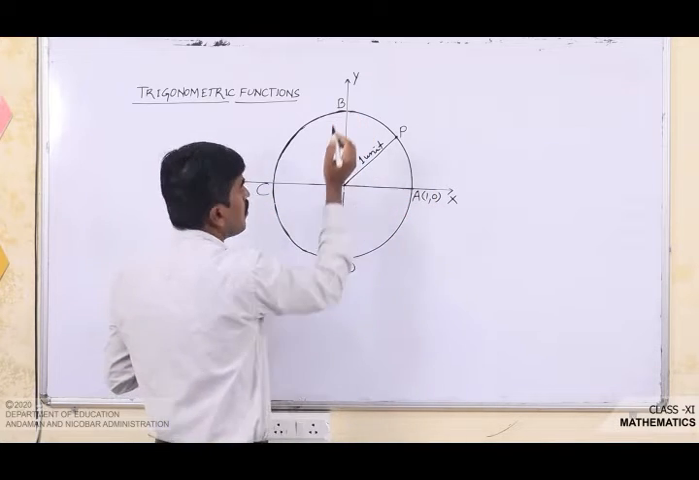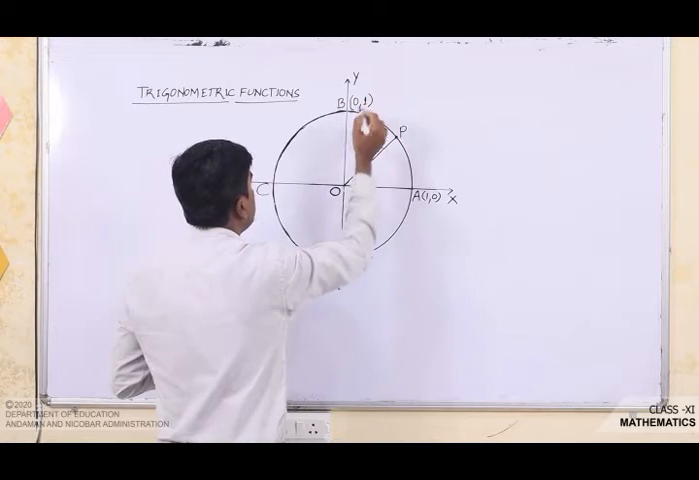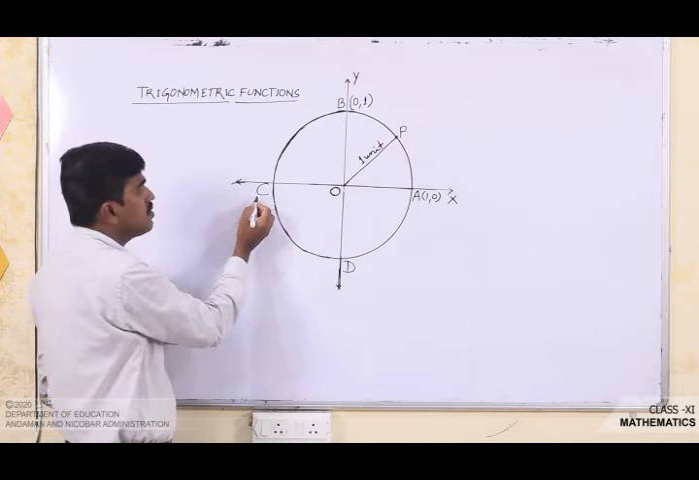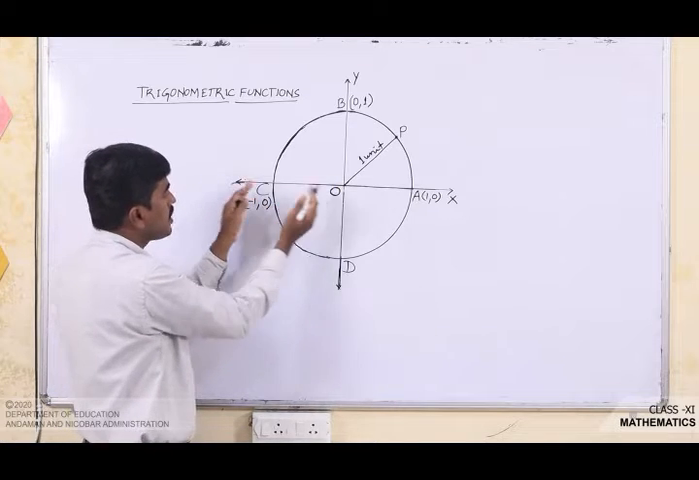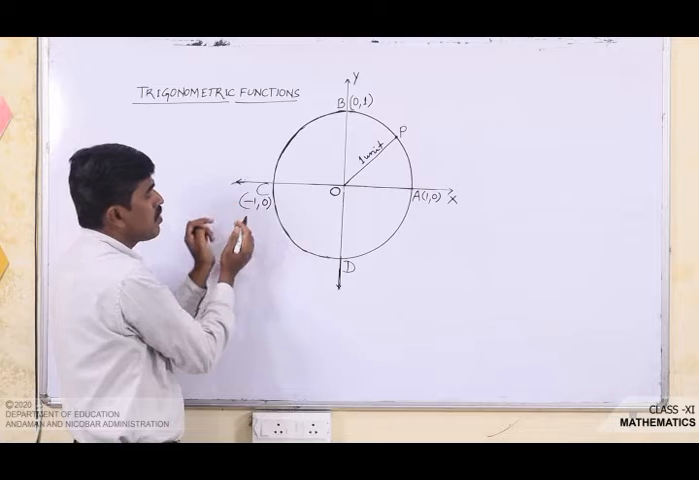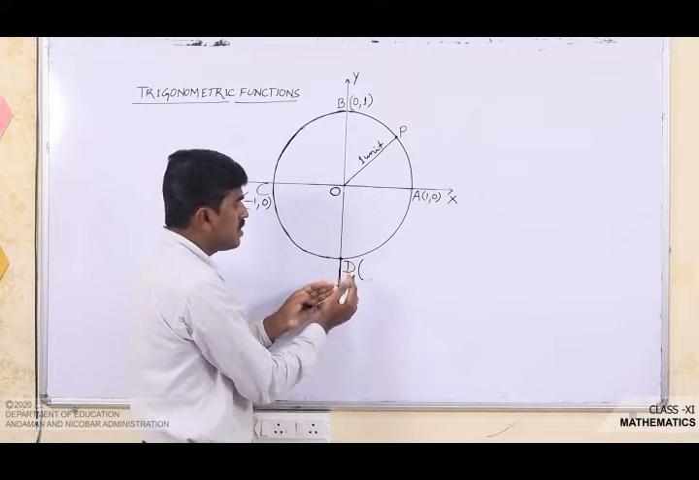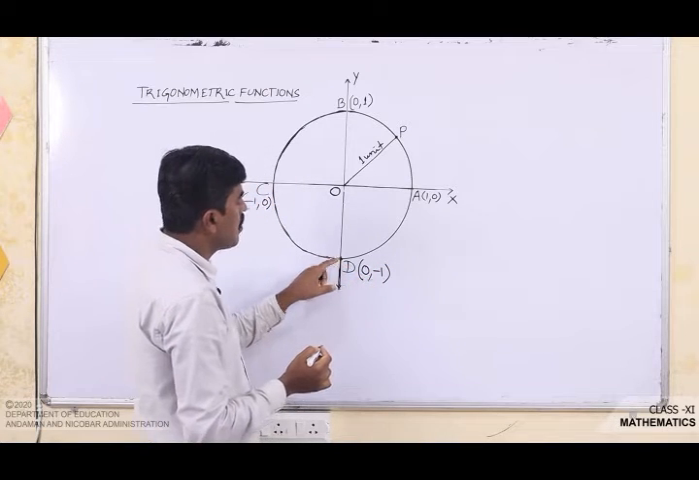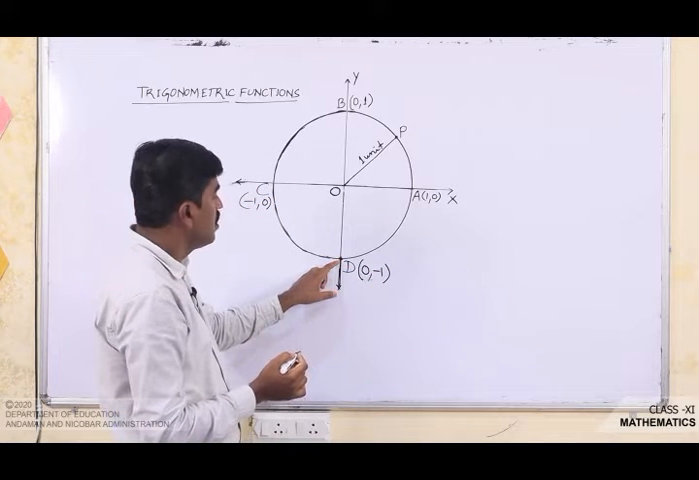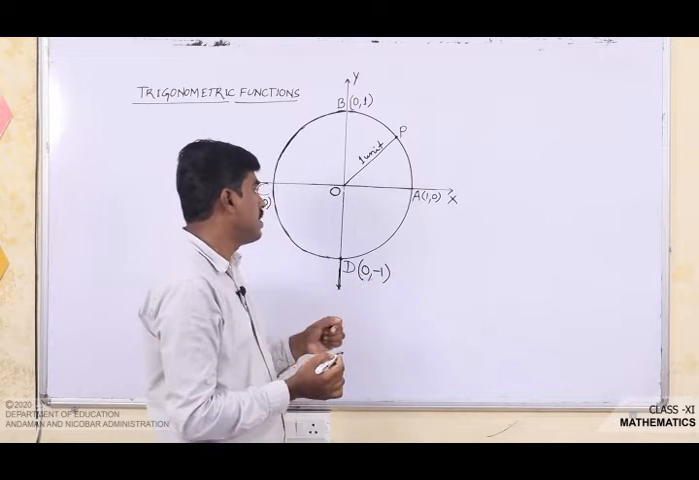Now the coordinates of the point B is 0, 1. Similarly the coordinates of the point C is minus 1, 0, because it is on the negative side of x axis. So x coordinate is minus 1 and y coordinate is 0. So the coordinates of the point D is 0, minus 1. Here x coordinate is 0 as this point lies on y axis and the y coordinate is minus 1.